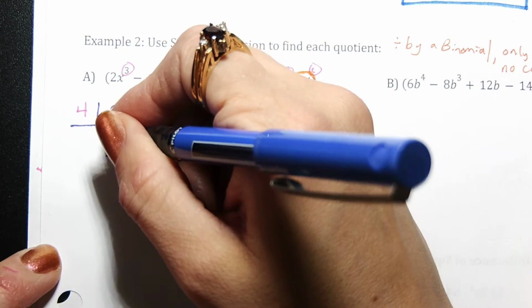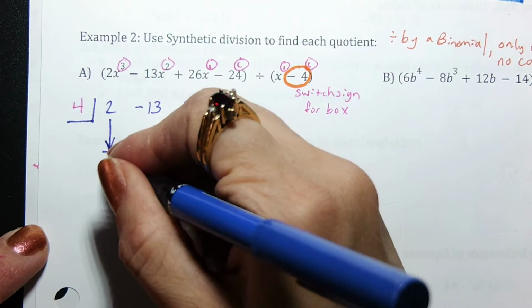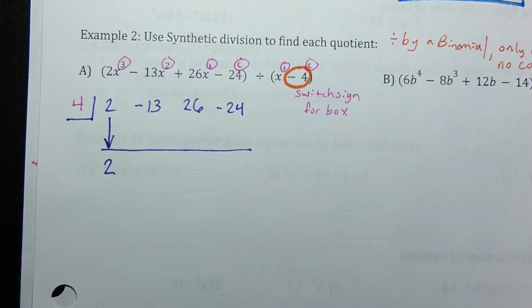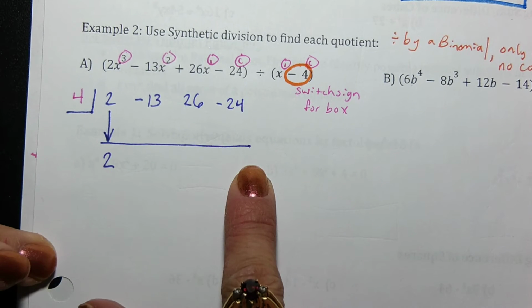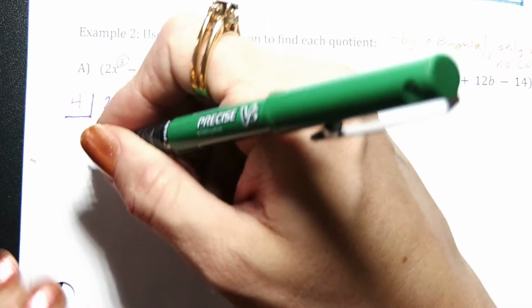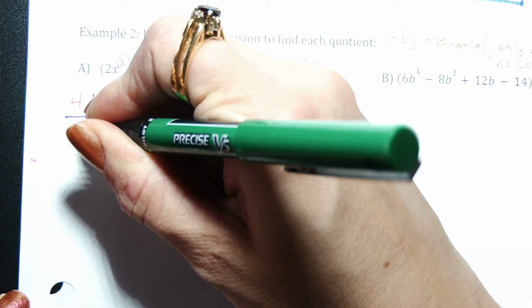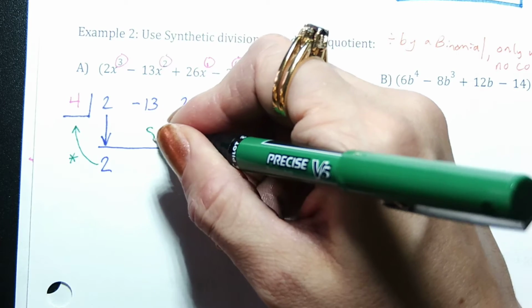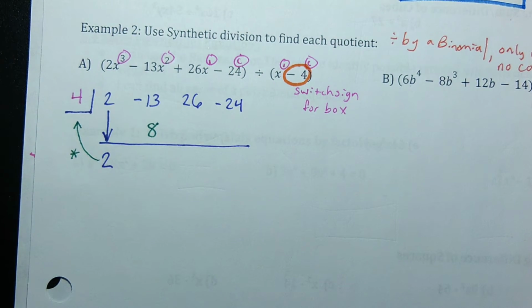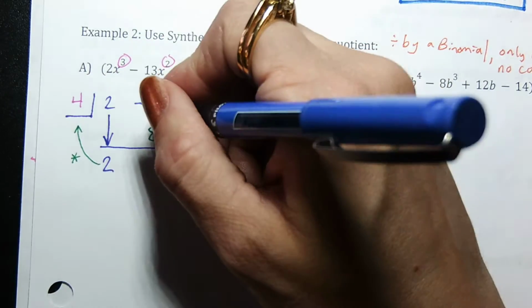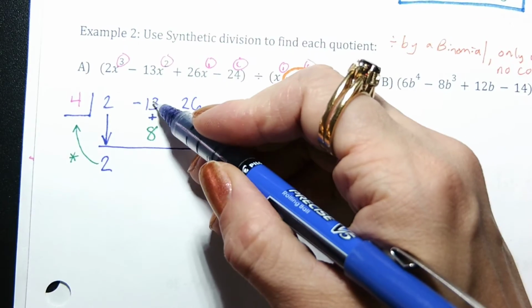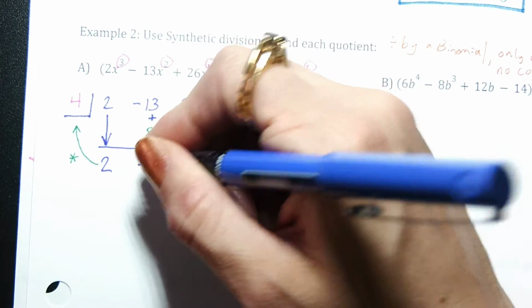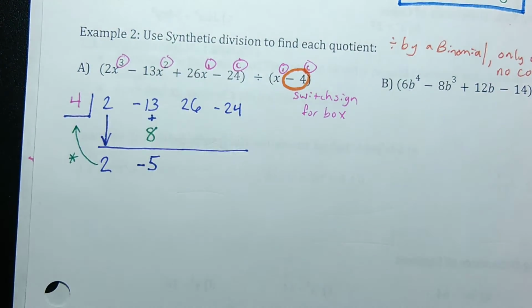Now how the process works. We start synthetic division by bringing down the first number, 2. So that goes on the bottom line, which is going to be our coefficients of the quotient. What we do to start the iterations of synthetic division is we multiply that first number by the box. 2 times 4 is 8, and we write 8 in our middle slot. Then we are going to add straight down. Negative 13 plus 8 is negative 5. And that's one iteration of synthetic division.